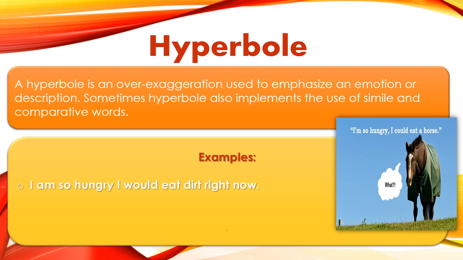Let's have some examples. I'm so hungry. I will eat dirt right now. Of course, no one can eat dirt, but because he is hungry, he wants to eat anything. This is over exaggeration. My brother is taller than a skyscraper. He would be a giant if he is taller than a skyscraper. So this is over exaggeration.